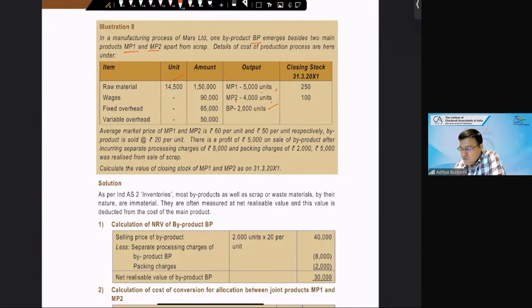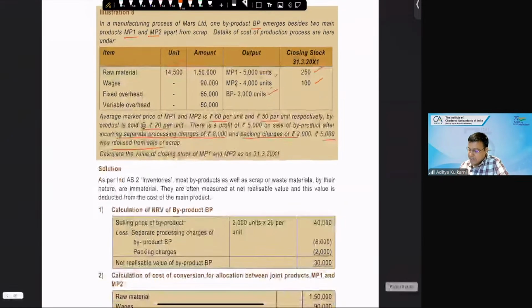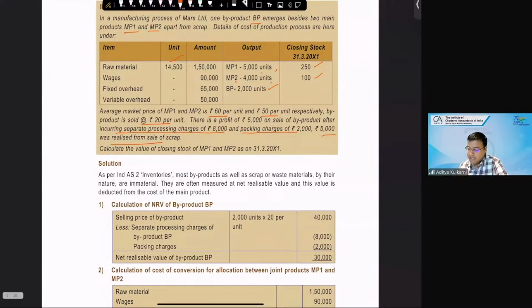The closing stock is 250 units for MP1 and 100 units for MP2. Average market price is 60 and 50 for MP1 and MP2 respectively. Byproduct is sold at 20 rupees per unit. Profit on sale of byproduct is 5,000 after incurring processing charges of 8,000 and packing charges of 2,000. 5,000 was realized from sale of scrap. Calculate the value of closing stock of MP1 and MP2 as on 31st March 20X1.